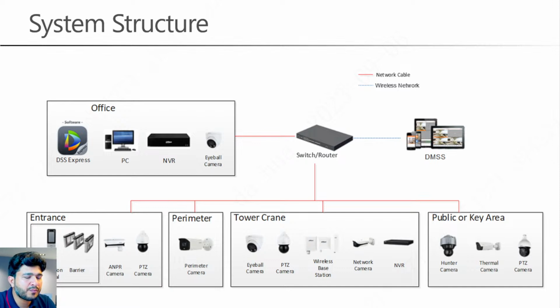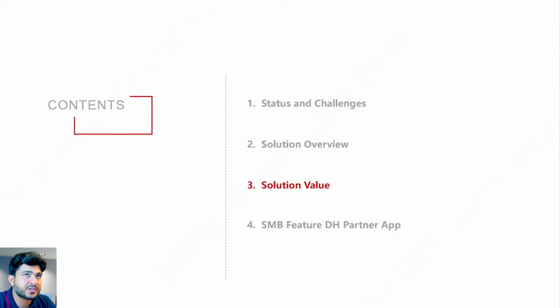Also, in the control room, we can use our platform like DSS Express, and for the recording we can use NVR. If you want real-time streaming on your mobile phone, we can use our DMSS mobile phone application, which is available for both Android and Apple. So let's move next and check what other solution values we are having.